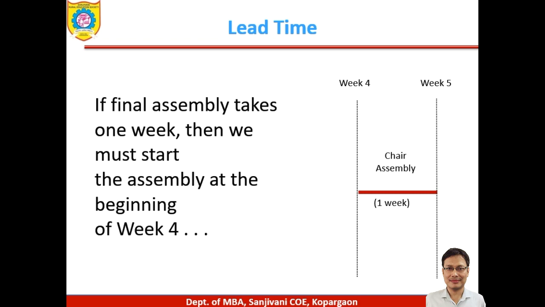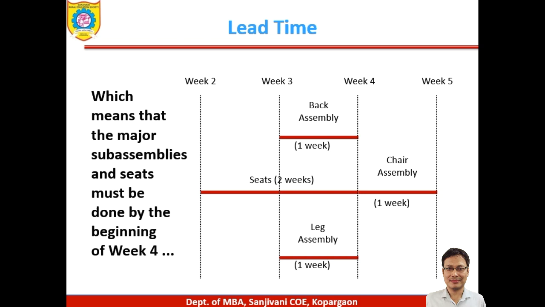Since the final assembly of the chair takes 1 week, we should start assembling the chair at the beginning of week 4 so that the chair will get assembled at the end of week 4, and on the beginning of week 5 we can deliver the chair to the customer. And this following diagram shows how we have calculated the lead time by going backward from week number 5 to week number 4 to 3, then 2.